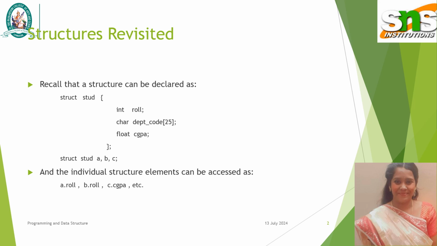Now, A can access roll number, department code, CGPA. B can also access roll number, department code, CGPA. C can also access roll number, department code, CGPA. So, this is an example of a structure. These are called structure elements. Inside a structure, we have the data types, and the name of the structure is STUD.